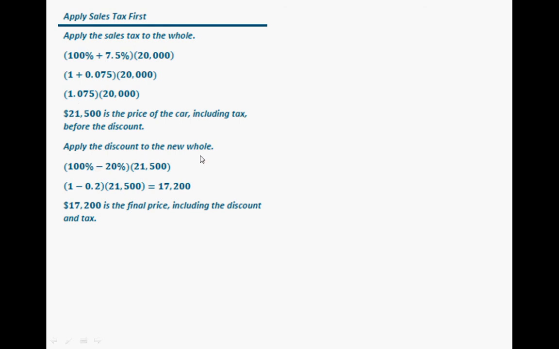Now we're going to apply the discount, which is 20%. So if we do 1 minus 20%, that would be 0.8 again, times 21,500, which is actually going to give us 17,200. So $17,200 is the final price, including the discount and the tax.